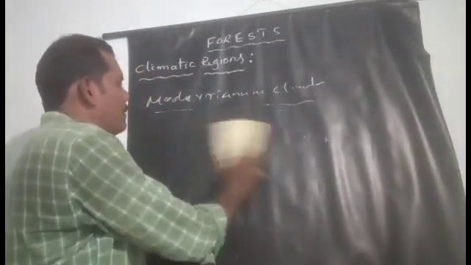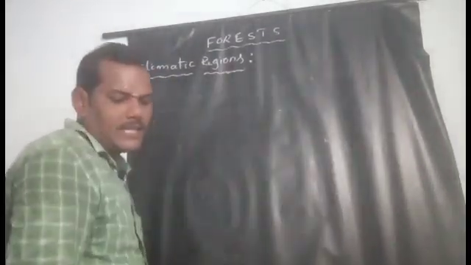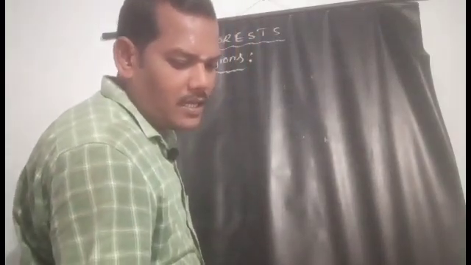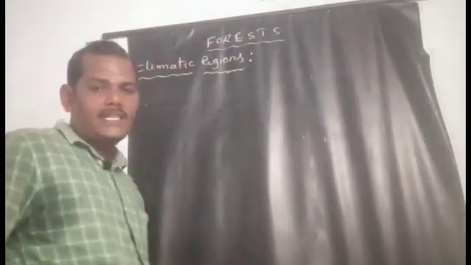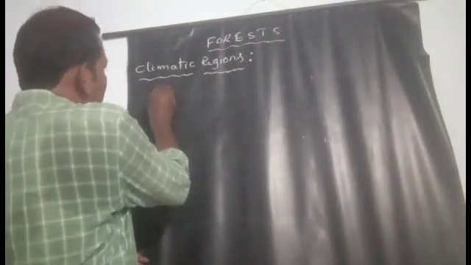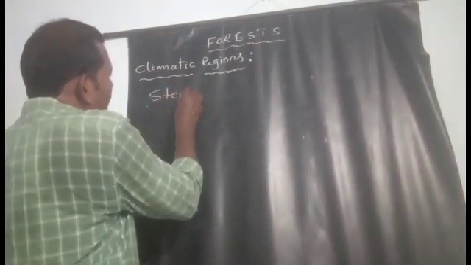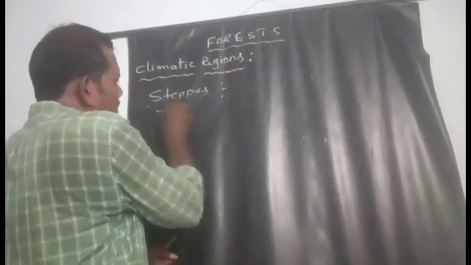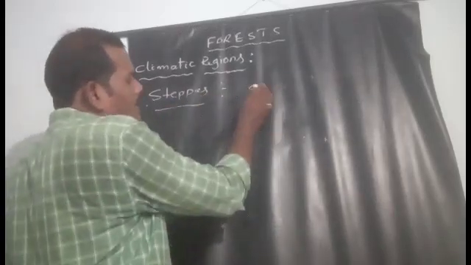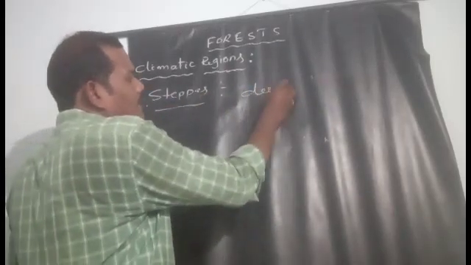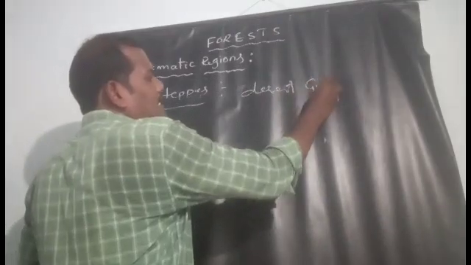Next one, the Steppe region. What is the Steppe region? After the Mediterranean region comes the Steppe region. It is like the savannas. That means this is a desert grassland area. Desert grasslands.